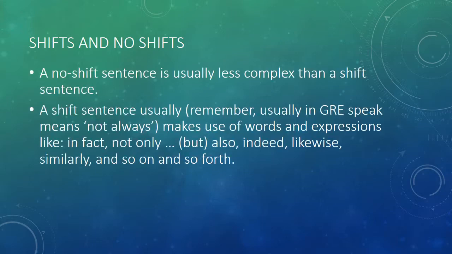Always remember, a no shift sentence is usually less complex than a shift sentence, and these are the sort of sentences that you should be hoping to encounter more and more in your GRE. But then, a shift sentence can usually be easily identified by how it is constructed. In a no shift sentence, there is no change in the way the sentence moves forward. Usually, such a sentence contains words and expressions like in fact, likewise, not only, but also, indeed, similarly, and many other such expressions which I'm sure you're familiar with. Now, let's look at a very basic example.